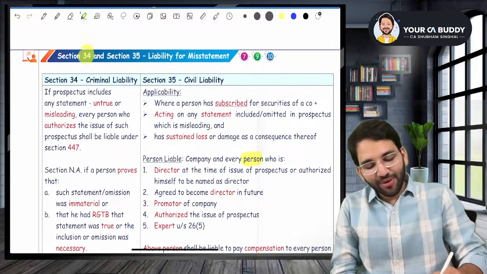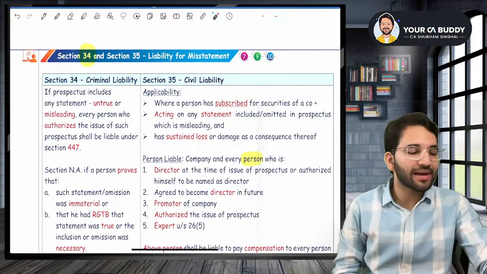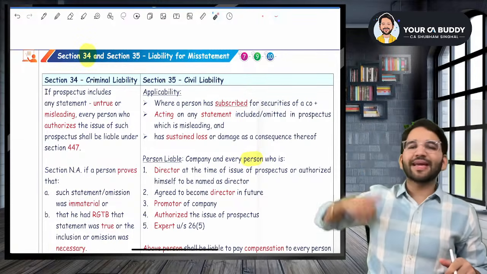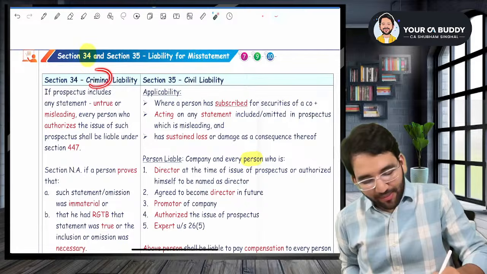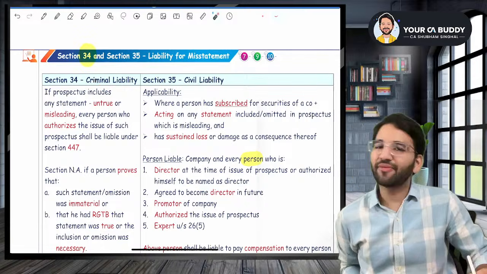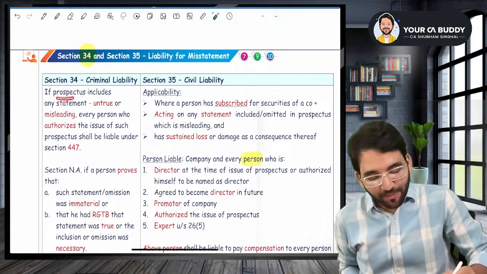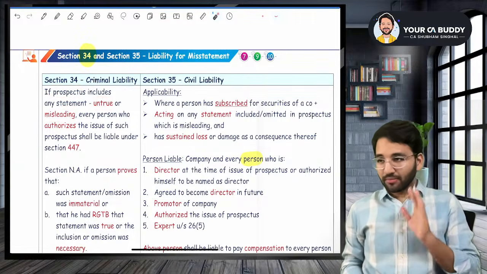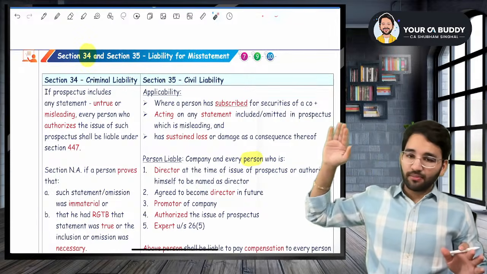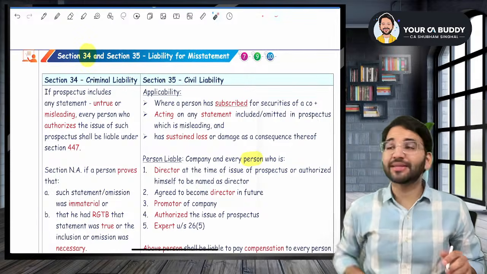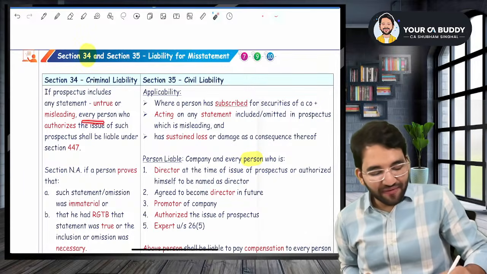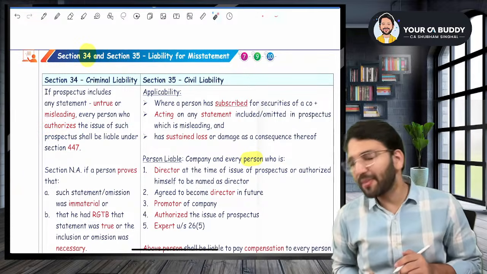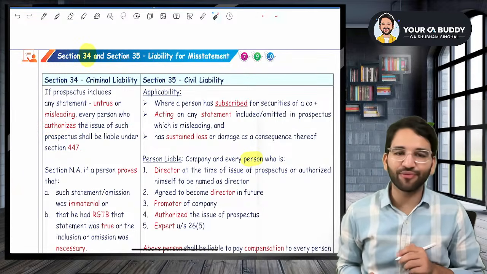Let's first understand what is section number 34. Section number 34 talks about criminal liability, and then section number 35 talks about civil liability. Section number 34, criminal liability, states that if a prospectus includes a statement that is untrue or misleading, anything that you have written in the prospectus that is untrue or misleading, then every person who authorizes such prospectus will be liable under section 447.